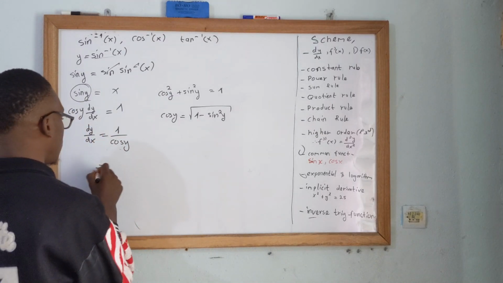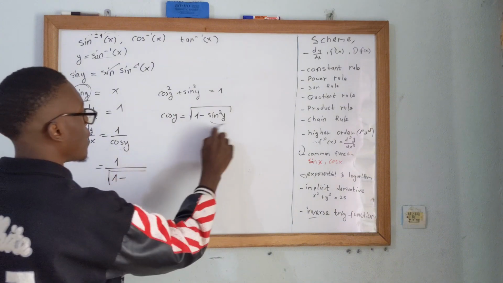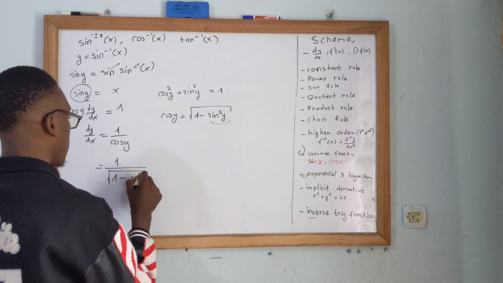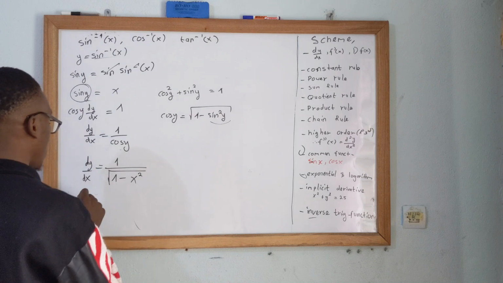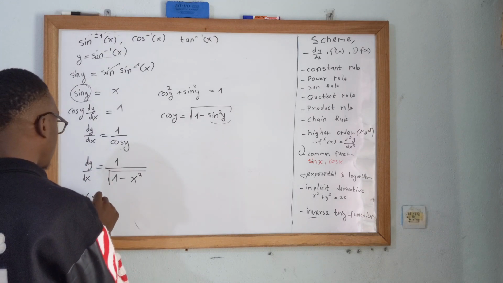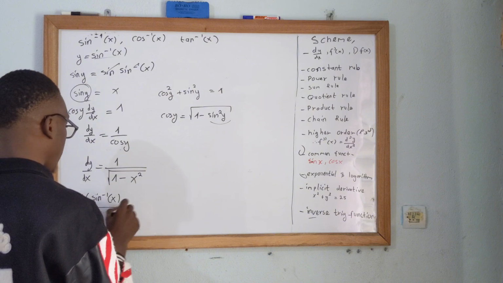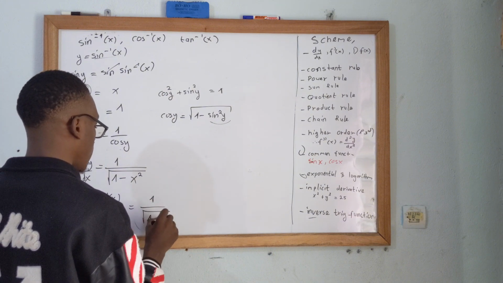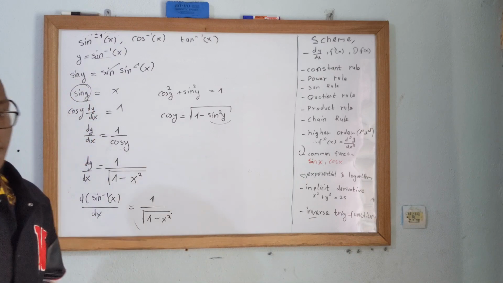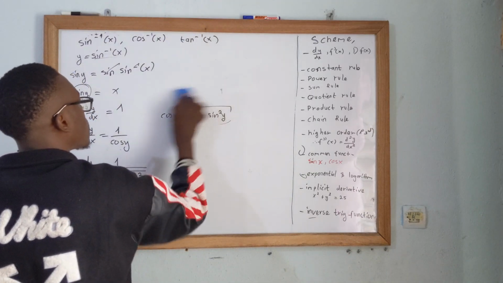And then hence we are going to have 1 all over the square root of 1 minus sine squared y, that is x squared. Therefore, dy all over dx, that is d of sine inverse of x all over dx, is equals to what? 1 all over square root of 1 minus x squared. That's amazing, and that's the answer. Let's focus on this other part of the board.